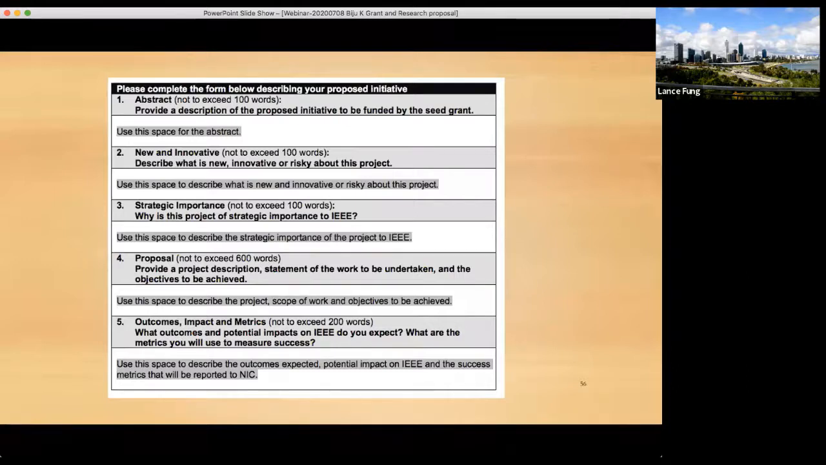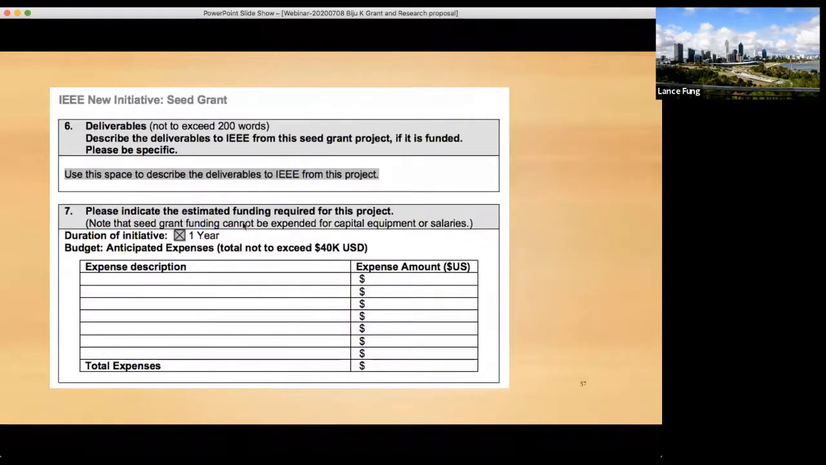What is the exact proposal? 600 words for it. You need to give a description, a statement of the work to be undertaken, and also the objectives. And what are the outcomes, impact, and metrics? 200 words as well. What are the outcomes you expect? In particular, you need to explain how it provides an impact to IEEE. So the deliverables. Again, all the basic components are there. Describe the project, how you're going to do it. And then you give the expenses in here.